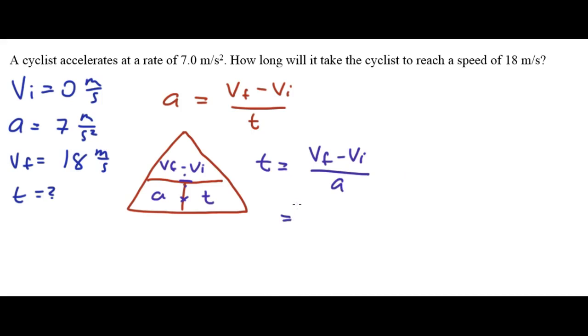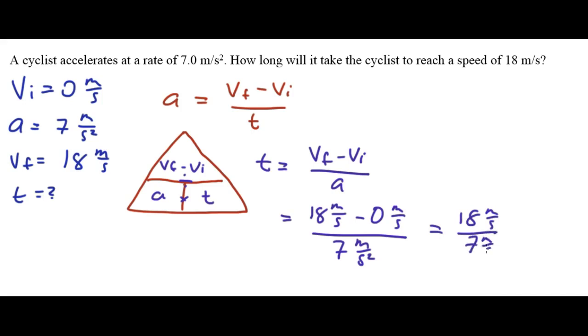So for those who skipped ahead, welcome back. Let's actually plug in these values now. We have final velocity being 18 meters per second. Our initial velocity, we're going from a standstill. And over that change of 18 meters per second, we accelerated at a rate of 7 meters per second every second. So we should end up with 18 meters per second over 7 meters per second squared.